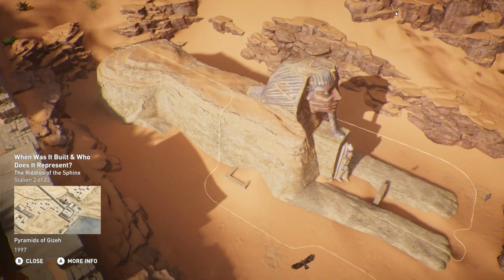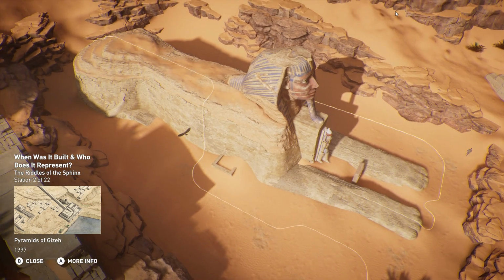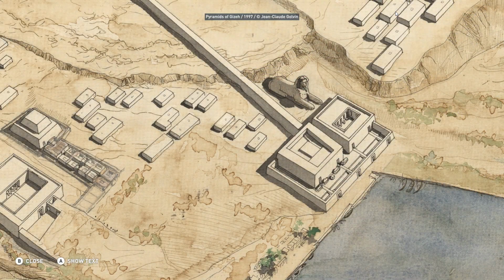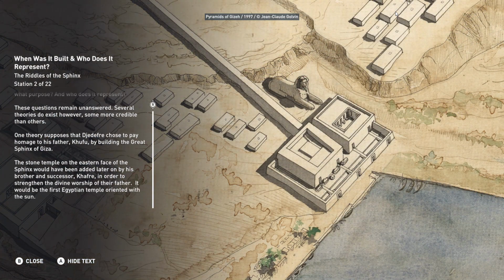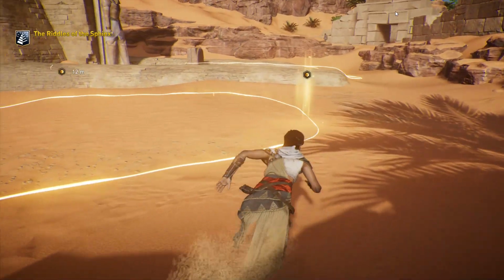Over the centuries, enthusiasts and historians alike have wondered, who built the Sphinx? For what purpose? And who does it represent? These questions remain unanswered. Several theories do exist, however, some more credible than others. One theory supposes that Djedefre chose to pay homage to it.